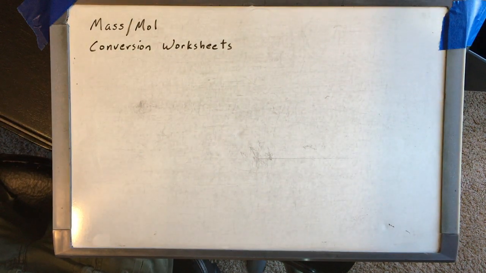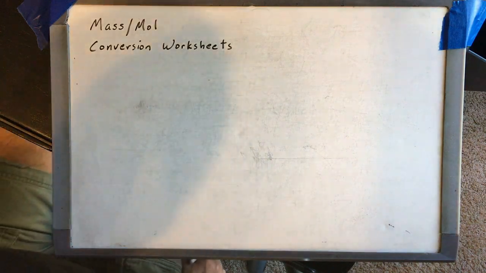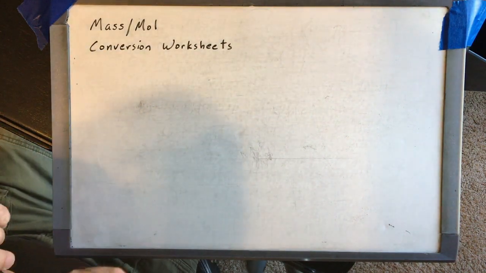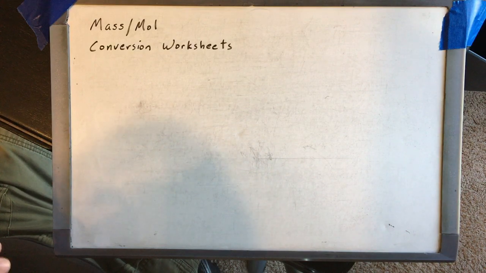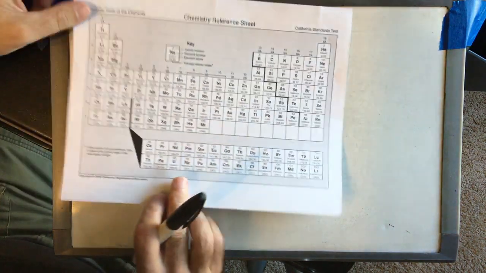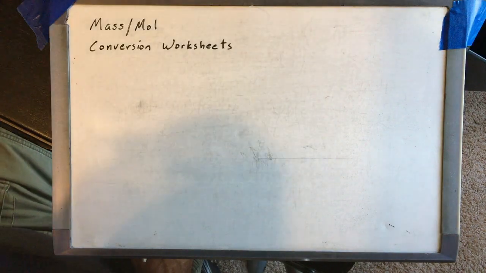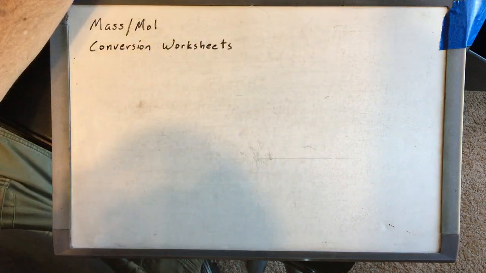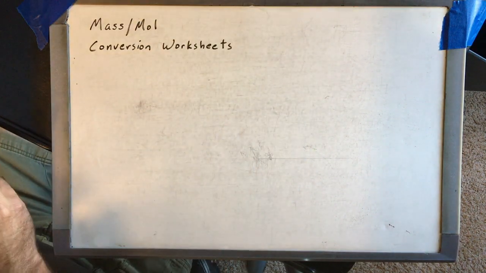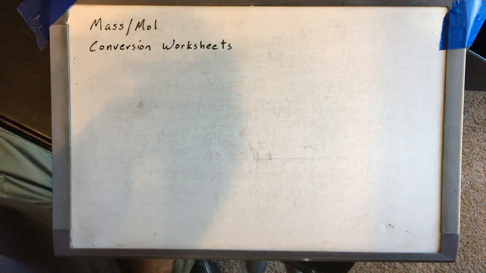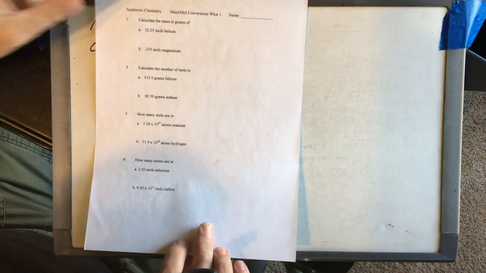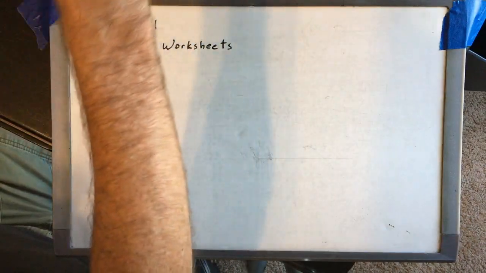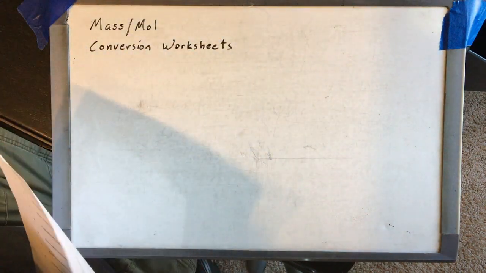Okay, so for this lecture, this is over the mass mole conversion worksheets. We're in chemistry, chapter 5B. And for this lecture, you're going to want to have a periodic table handy, a calculator handy, and we're going to do 4 problems from the mass mole conversion worksheet number 1. And then 1 problem from the mass mole conversion worksheet number 2. So if you need to pause the video and gather all those materials, go ahead and do that.